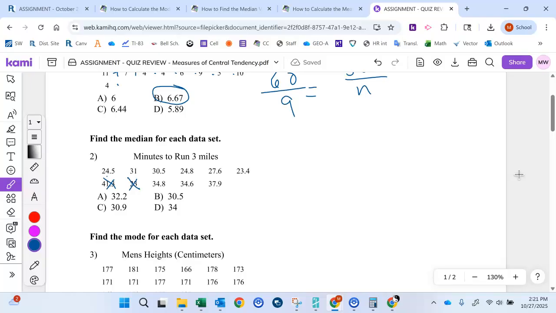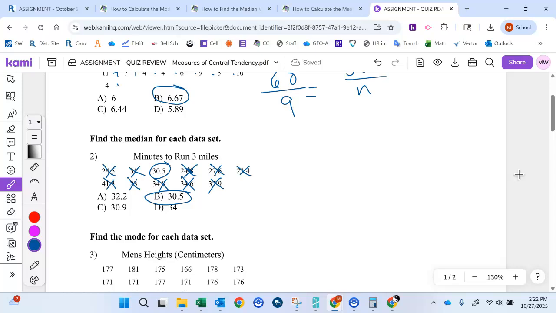41. Okay, the next smallest is 23. Next biggest is 37. Good. Next smallest, 24.5. Next biggest, 34.8. Next biggest, 24.8. Next smallest. Next biggest, 34.6. Okay, next smallest, 27. Next biggest. So that leaves 30.5 as the median.